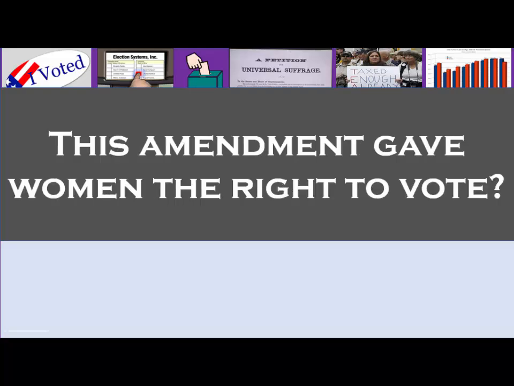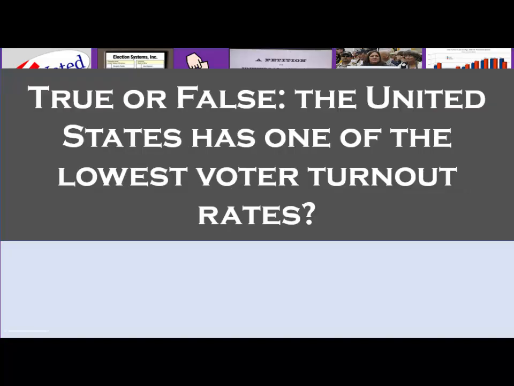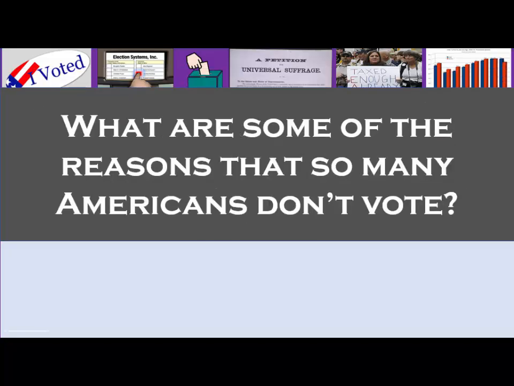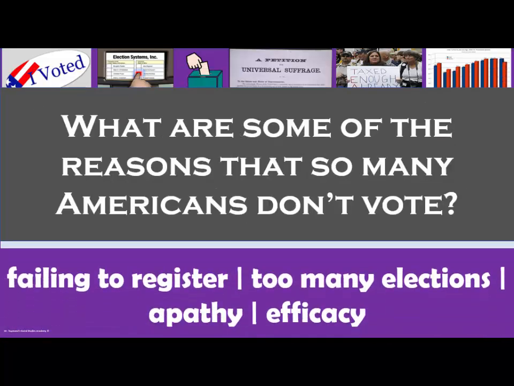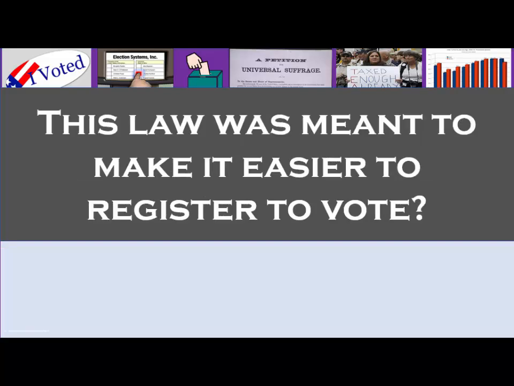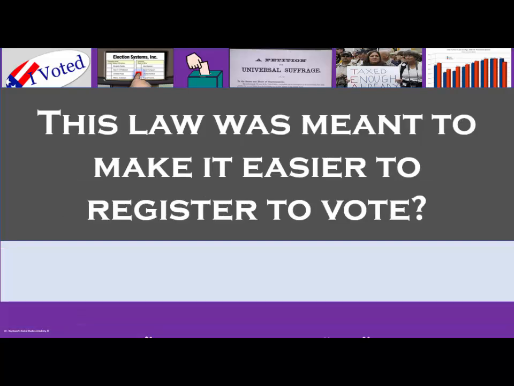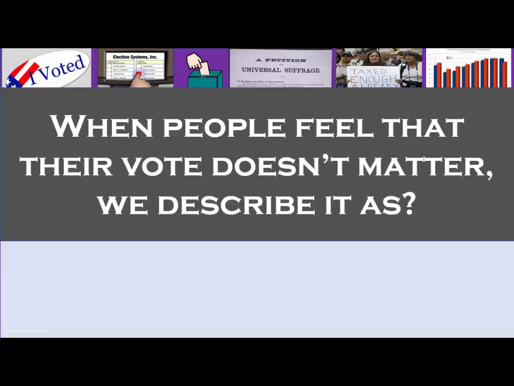This amendment gave women the right to vote. The 19th. What are some of the many reasons that Americans don't vote? Well, they fail to register. There's too many elections. Apathy. Lack of efficacy. This law was meant to make it easier to register to vote. The Motor Voter Act. And that's it.